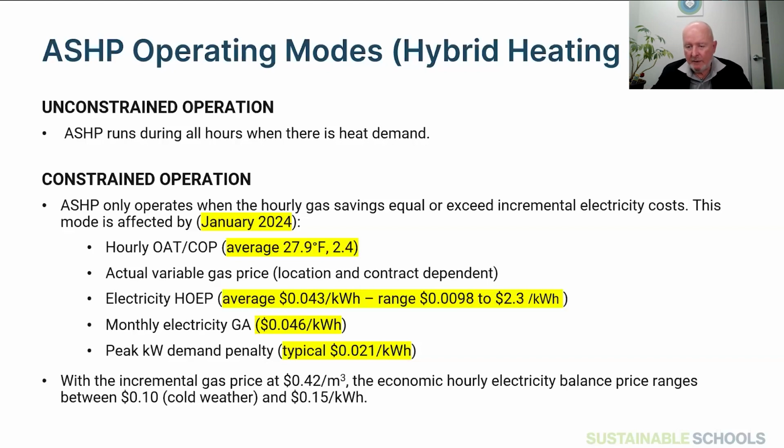So the math at the bottom, and I apologize that we've tried to find a simpler way of representing this, is at 42 cents a cubic meter. If in the coldest weather the electricity price is 10 cents or less, and in the milder weather it's 15 cents or less, you're better off running the air source heat pump. If the electricity cost goes above that, you're better off switching to gas. So this is what we call constrained operation.